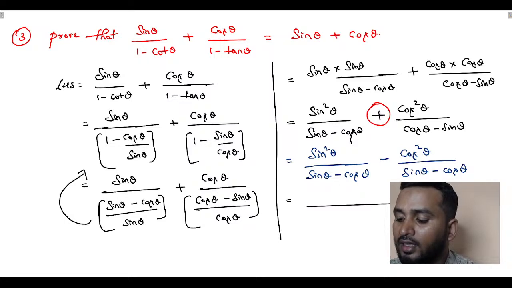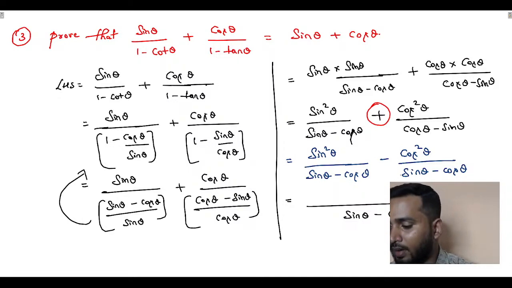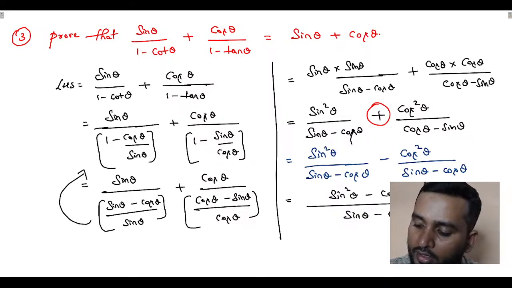Now, LCM, what is LCM? Sin theta minus cos theta, sin theta minus cos theta. The LCM is sin theta minus cos theta. As we can see, the denominators are same. In case the denominators are same, we can add the numerators, isn't it? Now, we can see here sin square theta minus cos square theta.